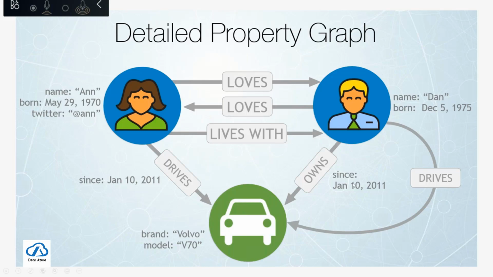And the properties associated with that relationship, in this scenario, are that he owns that car since January 10, 2011, whereas she is driving this car from January 10, 2011. So these are the properties associated with this relationship.